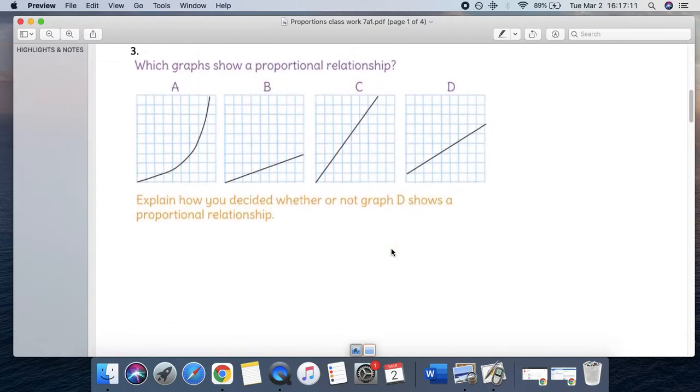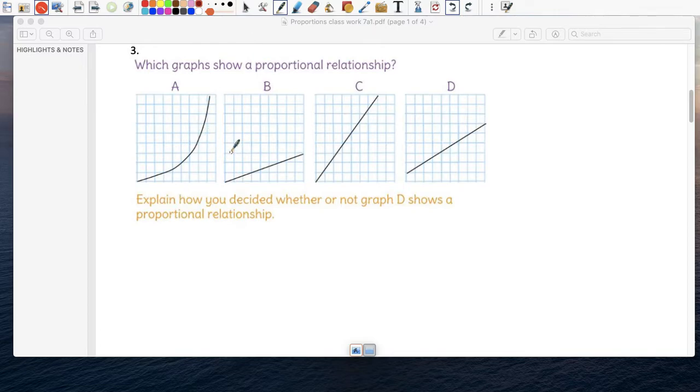Number 3. Which one is proportional? This one. This one is not. Why? It starts at 0, 0, but it's not a straight line, so that's a no. This one passes through 0, 0, so this one's okay. This one goes through 0, 0 and it is okay, so it's proportional. But this one, straight line, yes, but it doesn't start at 0, 0, so not proportional.